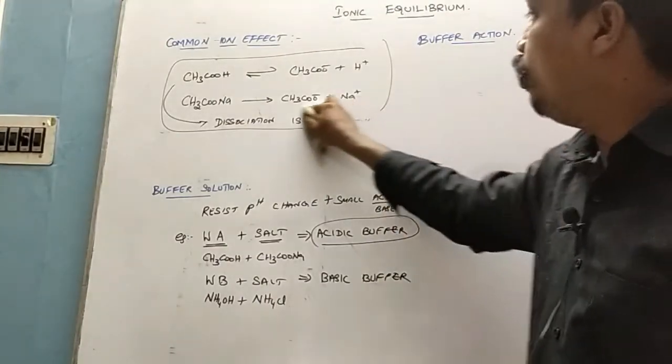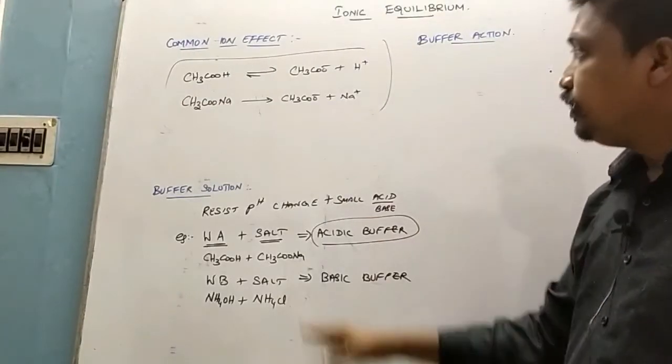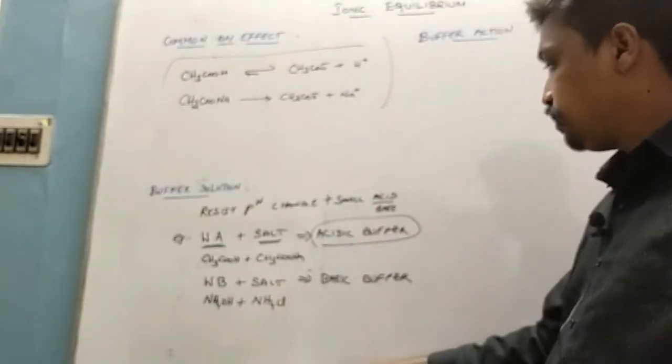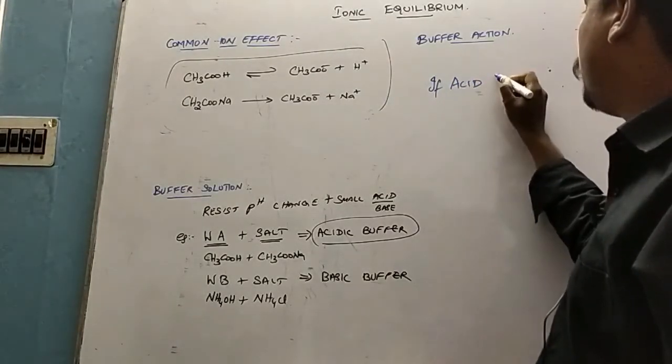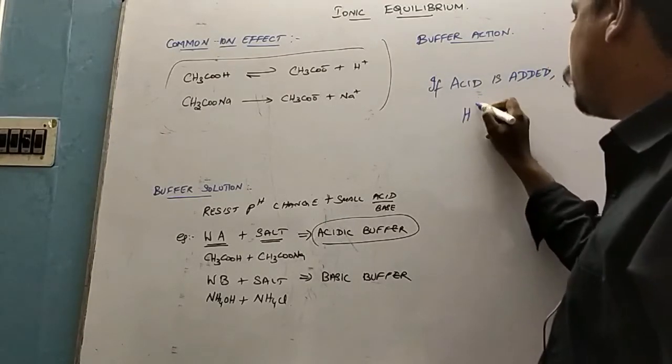Okay. Now we are going to discuss the buffer action: how it maintains the pH when we are adding acid or base. See here, if acid is added, what will increase? Acid will produce what ions? H plus ions are produced.